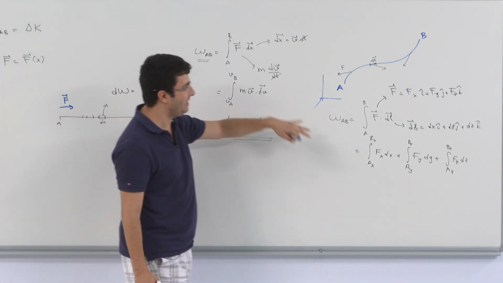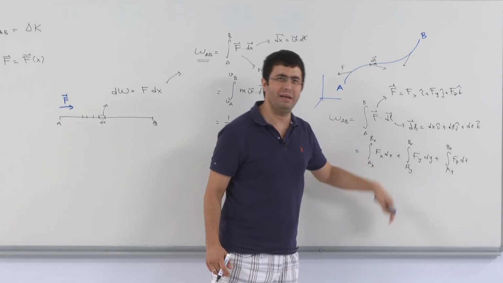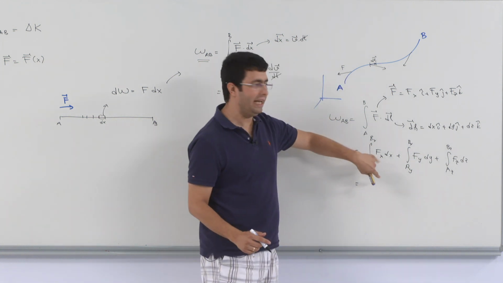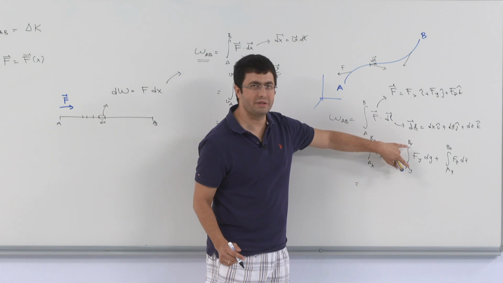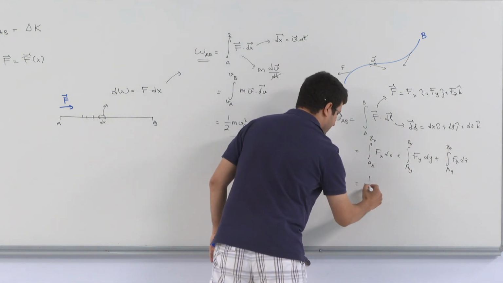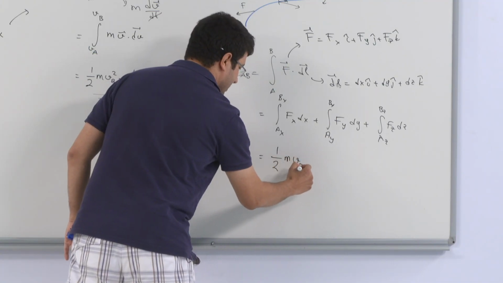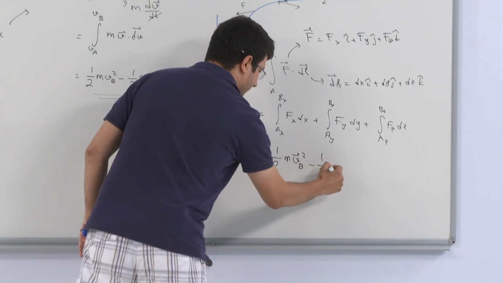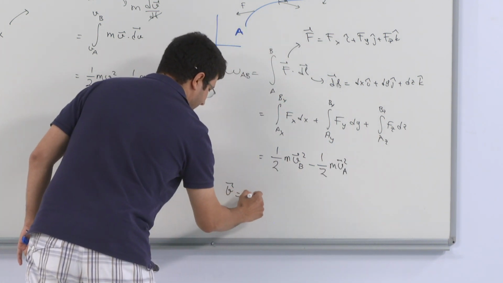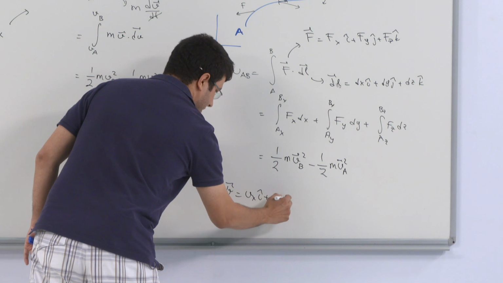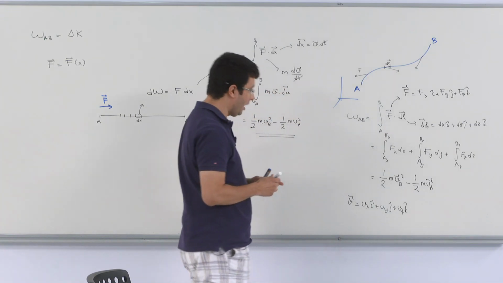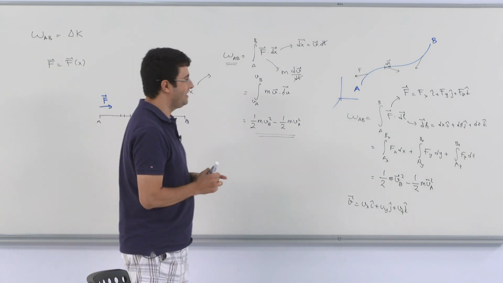So I decompose a 3-dimensional problem into 3 one-dimensional problems. And the result is obvious. Then this will just give me the change in velocities in the x direction, the change in the velocities in the y direction, the change in the velocities in the z direction, or in terms of the vectors, it will simply tell me that this is half m vb square minus half m va square, where v, the vector v, is simply vx i hat, vy j hat, and vz k hat.